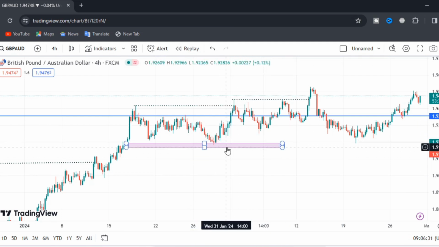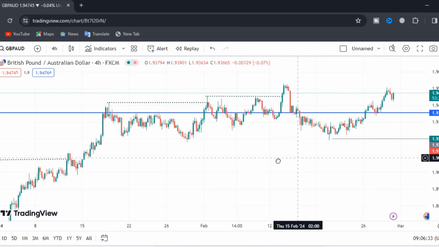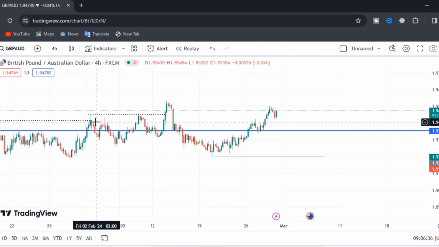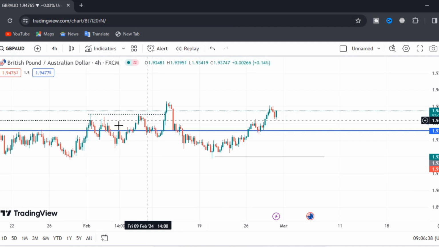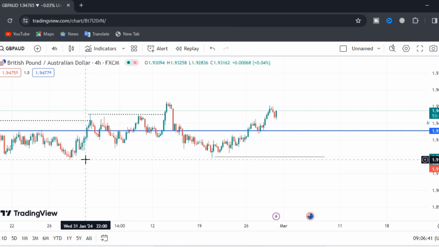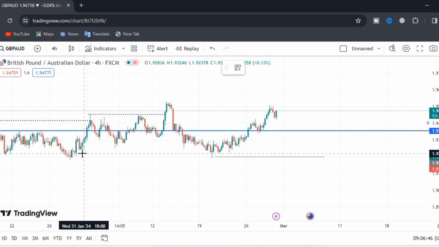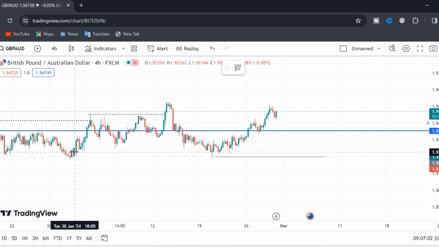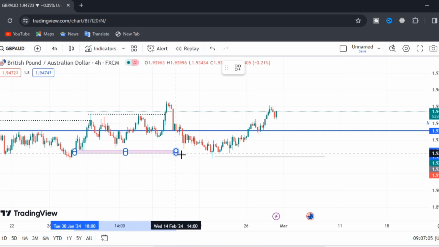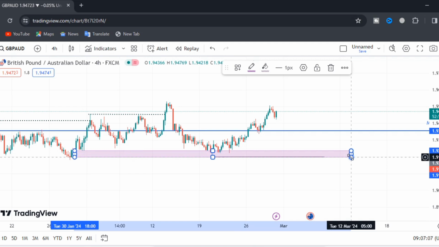Also here, you can see there was this break of structure to the upside. After identifying that break of structure, you come to your discount level after pulling out your fib and getting your 50% fib level. Below 50% it is a discount, so below this blue line we have discount. You come in and mark your order block just right there.